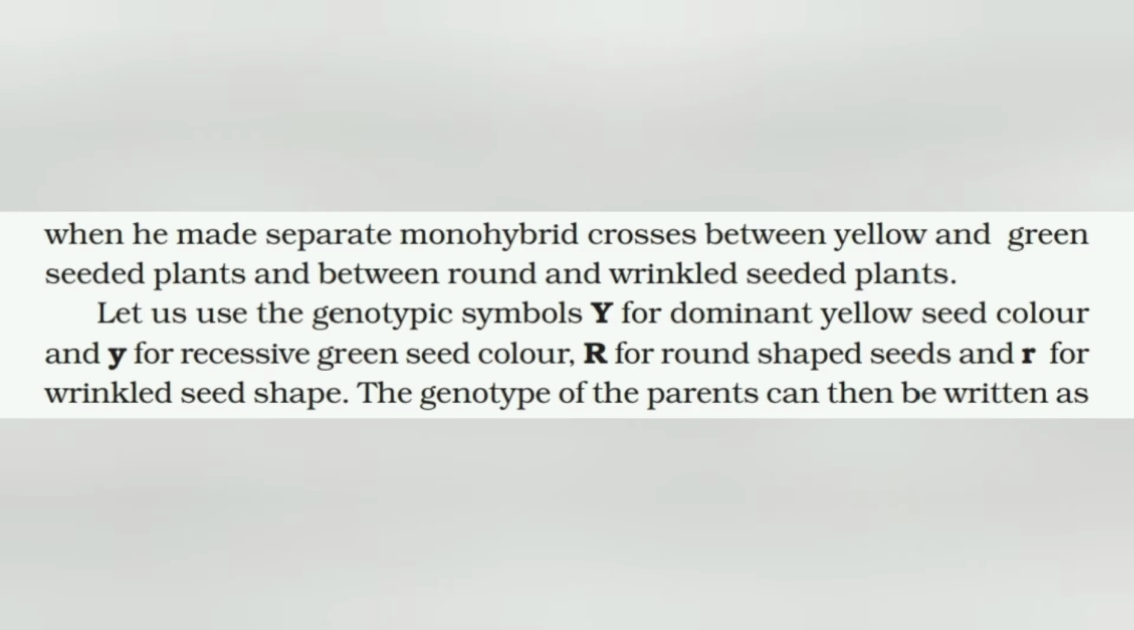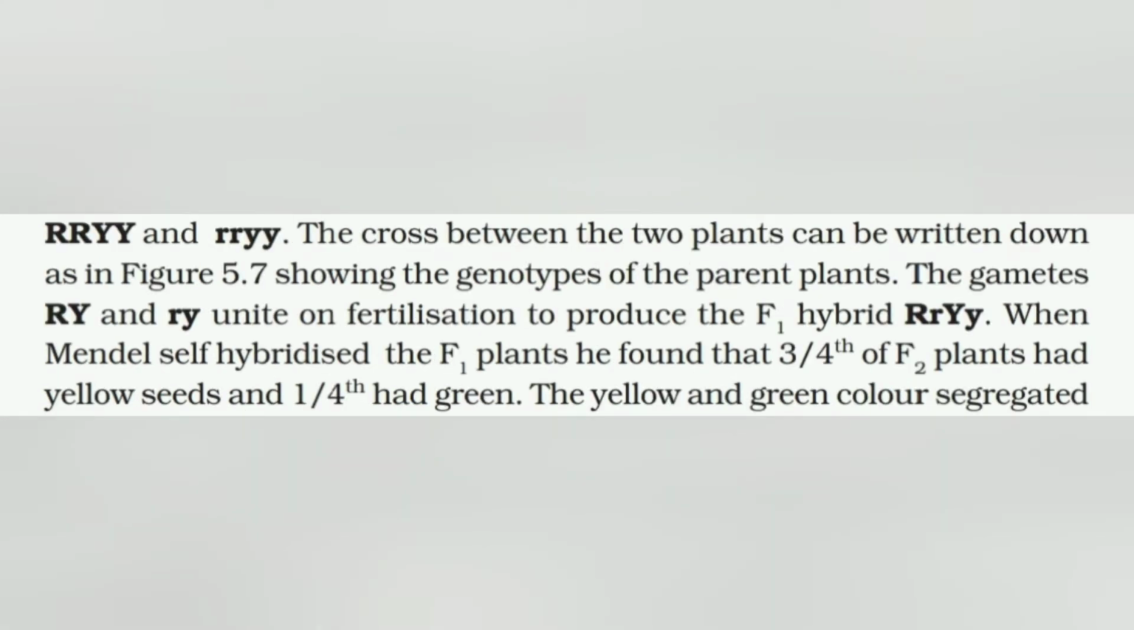Let us see the genotype symbol: capital Y for dominant yellow seed color and small y for recessive green color, capital R for round shape and small r for wrinkled shape of the seeds. The genotype of the parents can then be written as YYRR and small r small r, small y small y. The cross between the two plants can be written down as in figure 5.7 showing the genotypes of the parent plants. The gametes capital R, capital Y and small r, small y unite on fertilization to produce F1 hybrid capital R small r, capital Y small y.